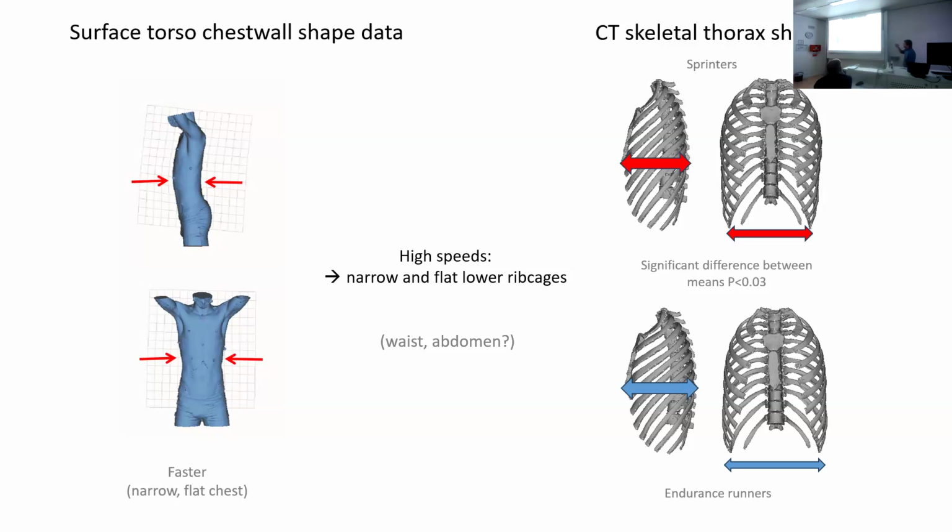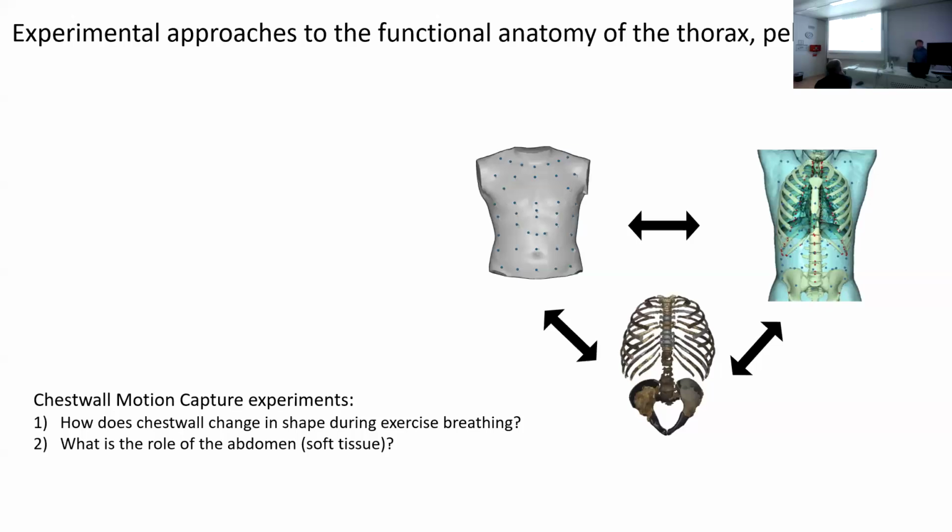But what now happens to the waist? Because it seems that there is some indication in the lower part of the rib cage. And in order to understand what's going on in the waist, which is something that is actually not conserved in the fossil record because it's only soft tissue, we carried out some other experiments where we work on the quantification of the shape of the chest wall during exercise breathing.